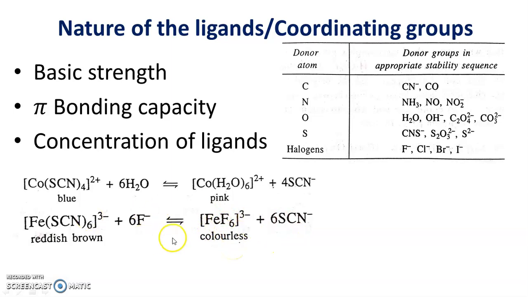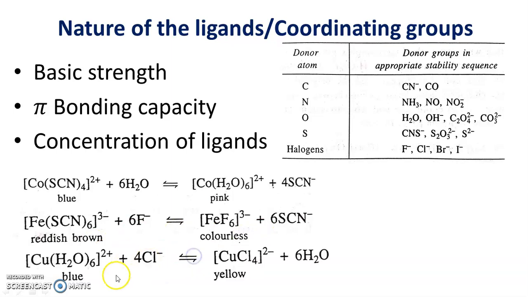Again, this is a reversible reaction. As soon as the concentration of thiocyanate is increased, there is a competition between the reaction of thiocyanate and fluoride. As the concentration of thiocyanate is increased, the solution becomes reddish brown and we get the thiocyanate complex, and again when the concentration of fluoride is increased, the solution becomes colorless. So there is a competition between fluoride and thiocyanate for the reaction, and whichever concentration is more, that complex gets formed.